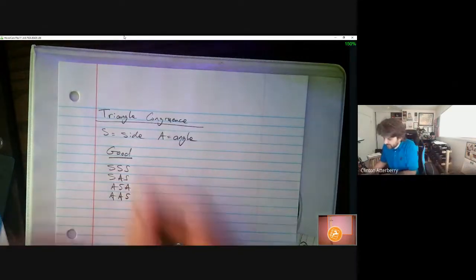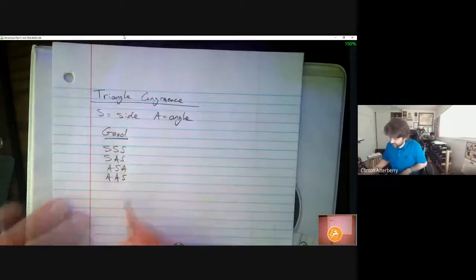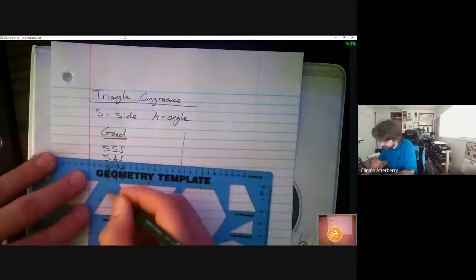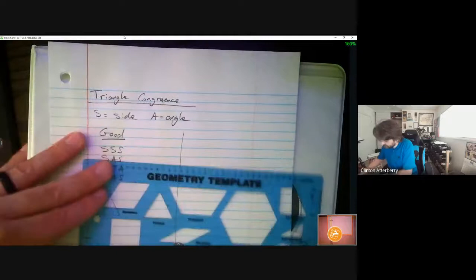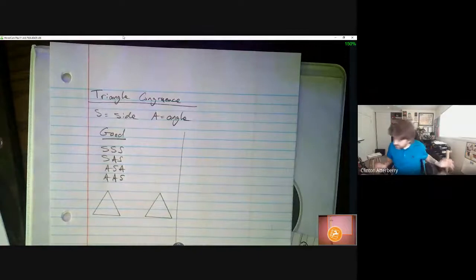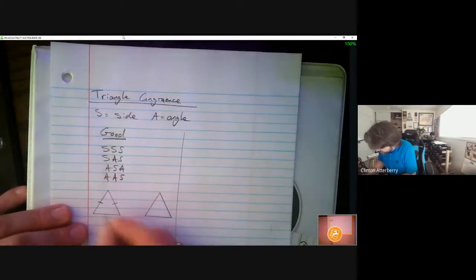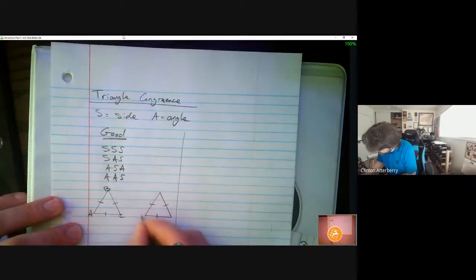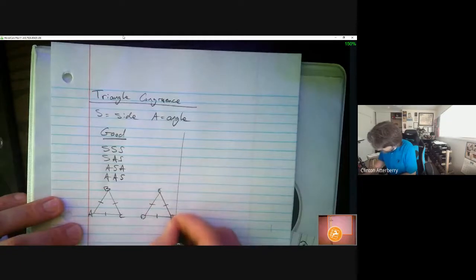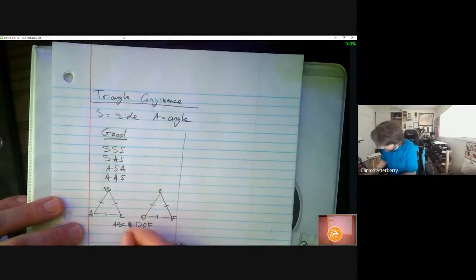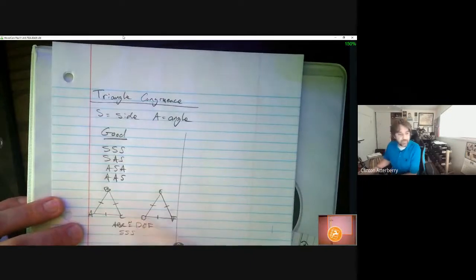Okay. So if you have two triangles, and they have different ways to mark the notation, I'm going to use the notation that they're going to use on the test, okay? So if you see something like this, okay, this is A, B, C, D, E, F, I could say that ABC is congruent to DEF. How do I know that? Because of side, side, side. They have all the same three sides.